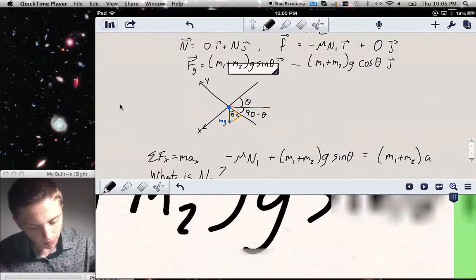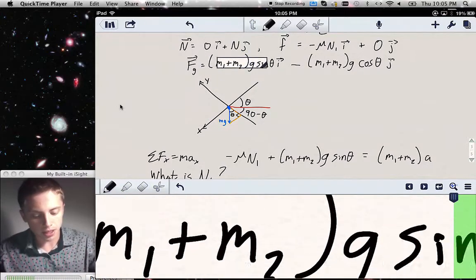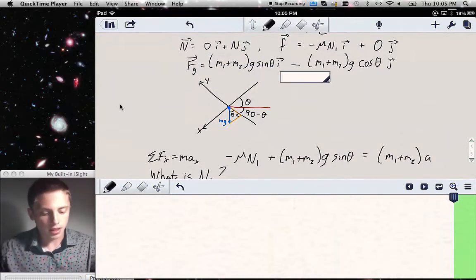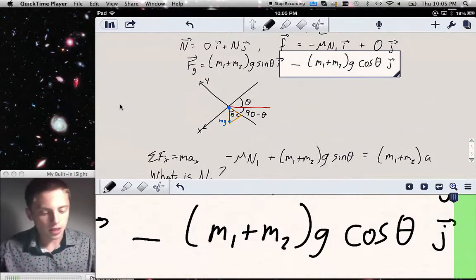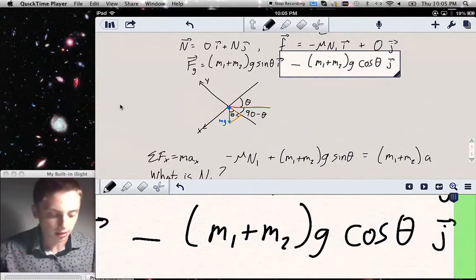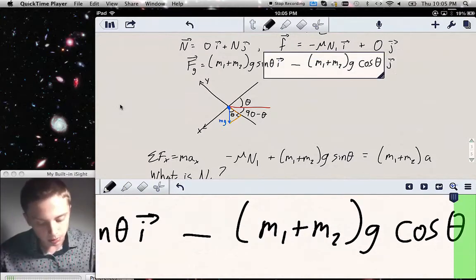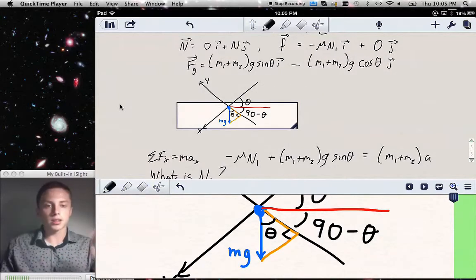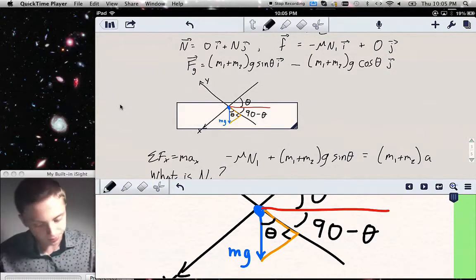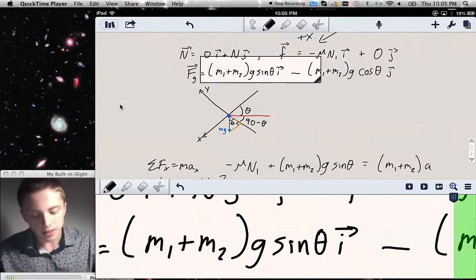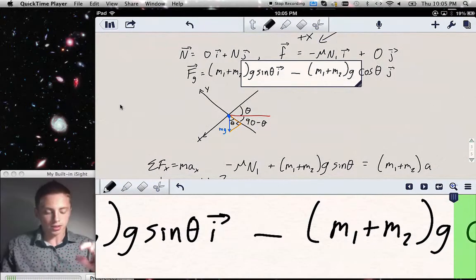Alright, and that's positive because it's pointing in the positive x direction. And the y component is minus mg cosine theta, right? Minus because this mg vector points in the negative y direction, okay? All right, so now we have all the forces and components on the system.